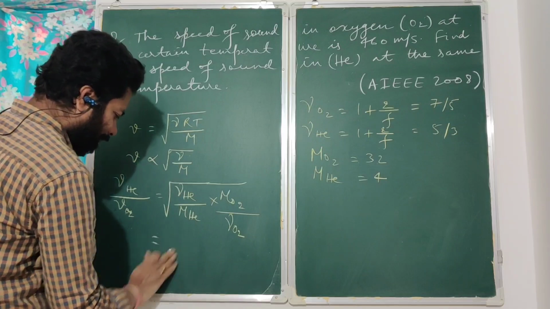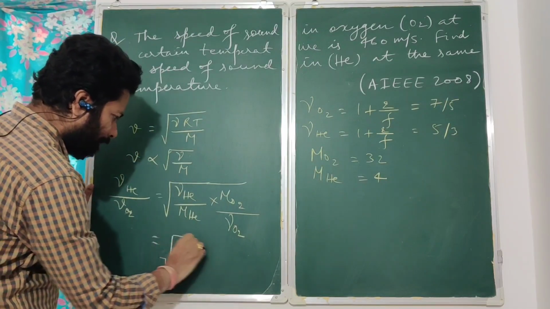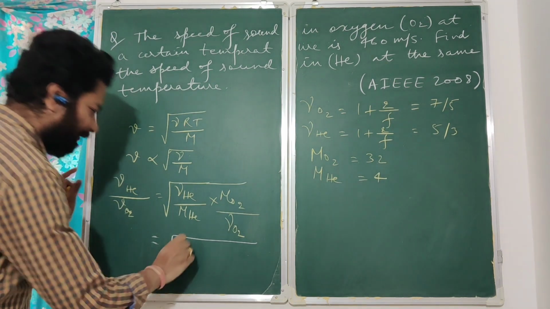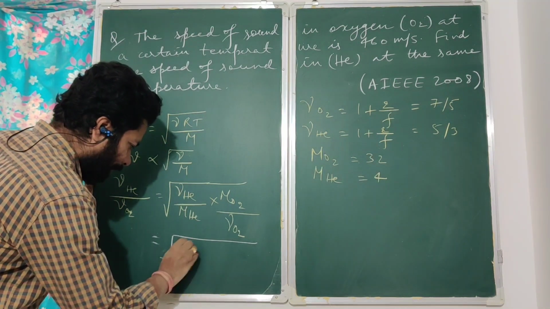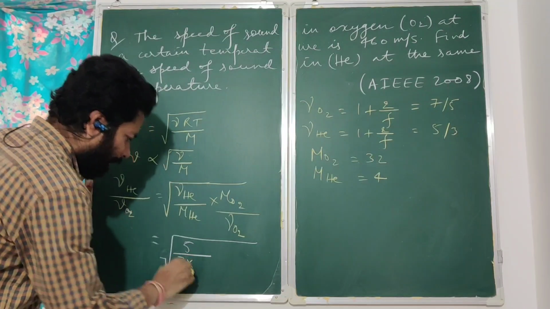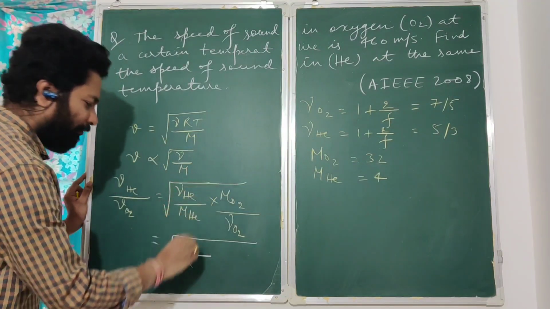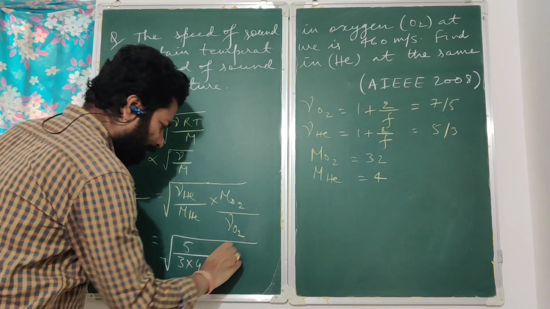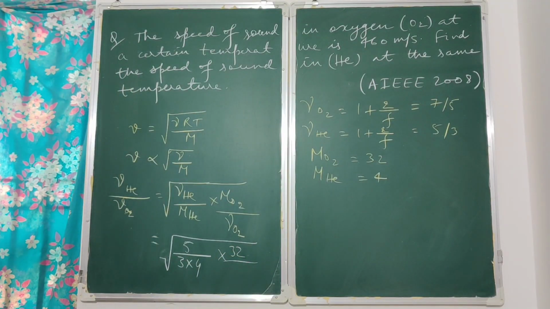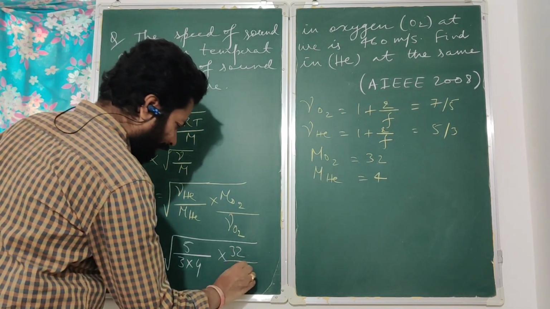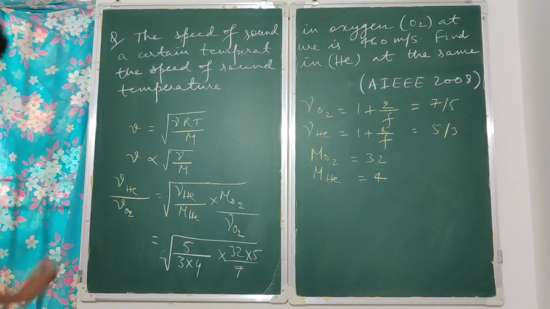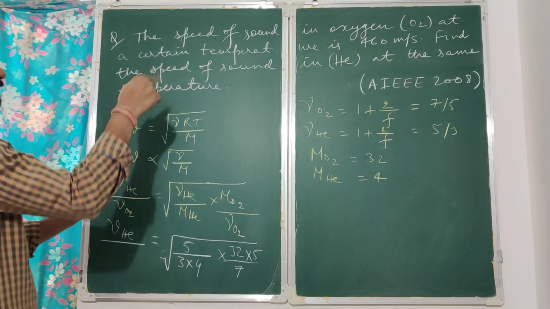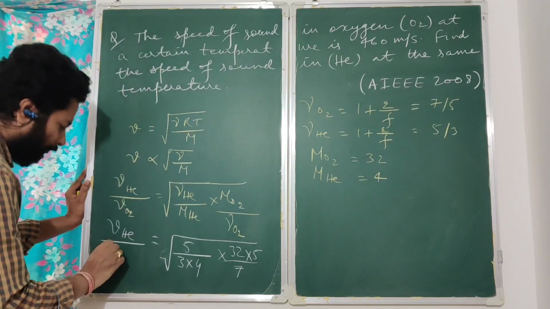So we just need to put the values. Let us do that. So what is gamma helium? 5 by 3. And what is M helium? It is 4. Then into M O2, 32. What about gamma O2? 7 by 5. So 7 is here and 5 will move up. And this is v helium by v oxygen, which is given as 460.